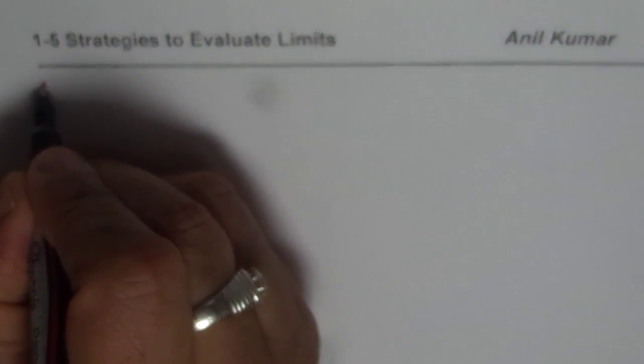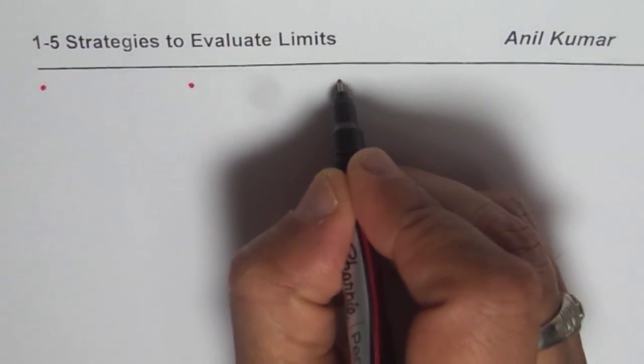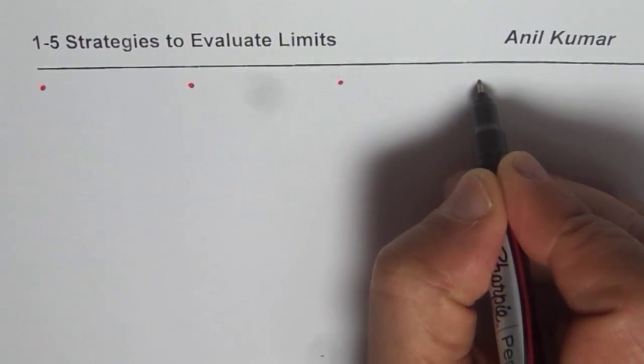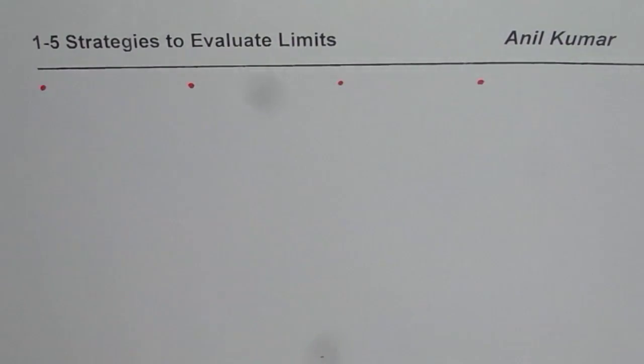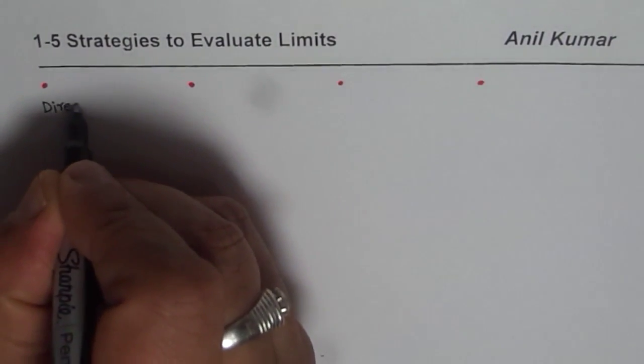I'm Anil Kumar, and in this video we will summarize the strategies which we have learned to evaluate limits. So we have a couple of strategies. One is direct substitution. So I'll make some bullets here and then we'll fill in the different types of strategies which we have learned. So one of the first strategies which we learned was direct substitution.